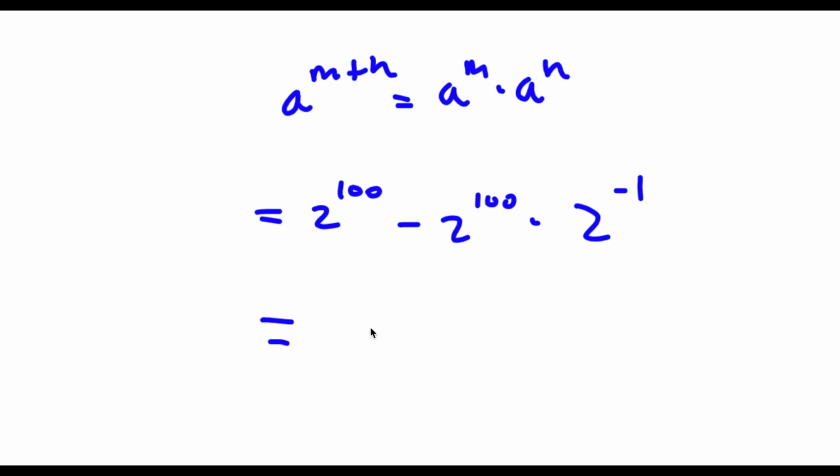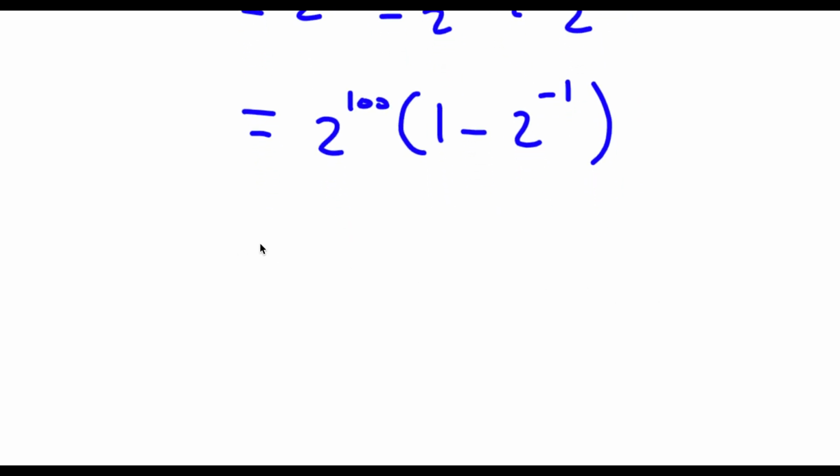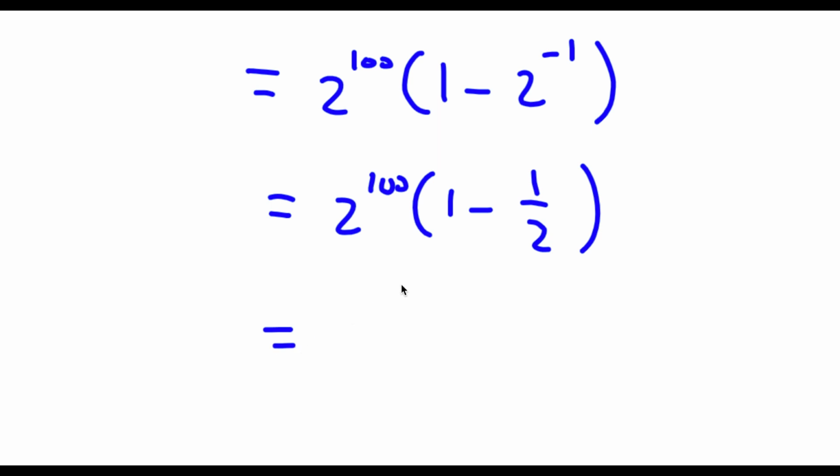Now, I can go ahead and factor out 2 to the power of 100. So now I have 2 to the power of 100 times 2 to the power of 100 divided by 2 to the power of 100 is 1, minus 2 to the power of 100 times 2 to the power of negative 1 divided by 2 to the power of 100, simply just 2 to the power of negative 1. Now, this is equal to 2 to the power of 100 times 1 minus 2 to the power of negative 1 is 1/2. And 1 minus 1/2, that's simply equal to 1/2. So I have 2 to the power of 100 times 1/2.